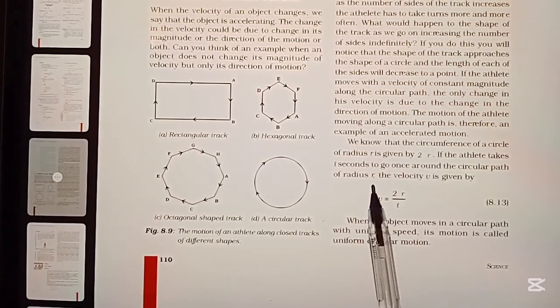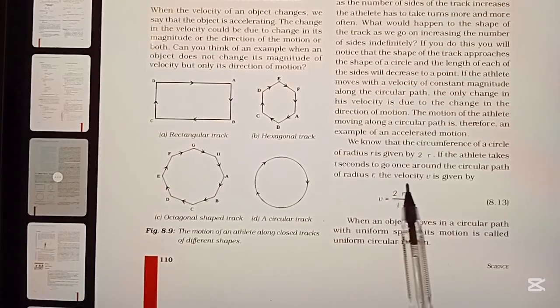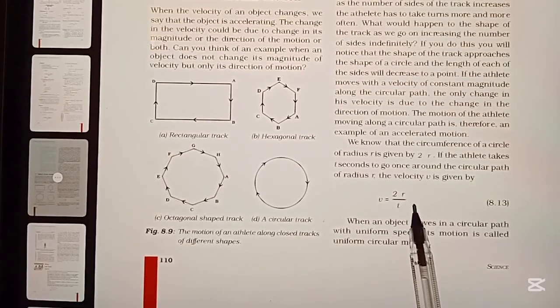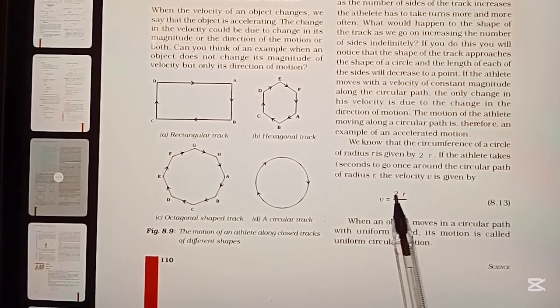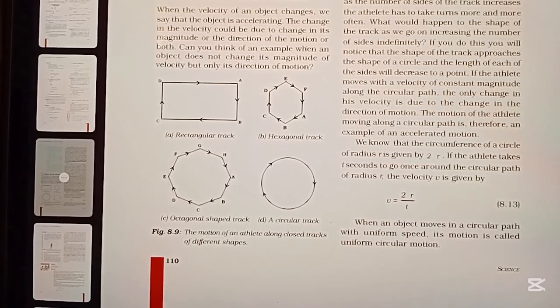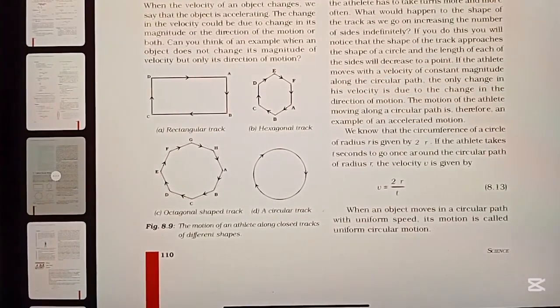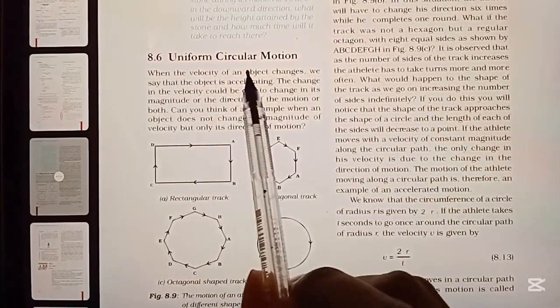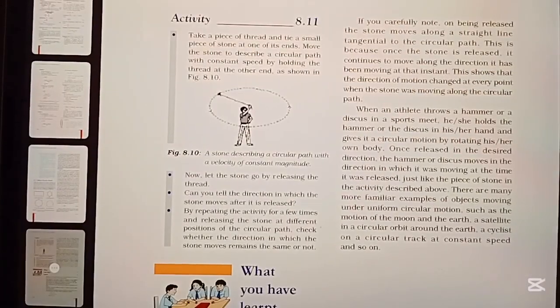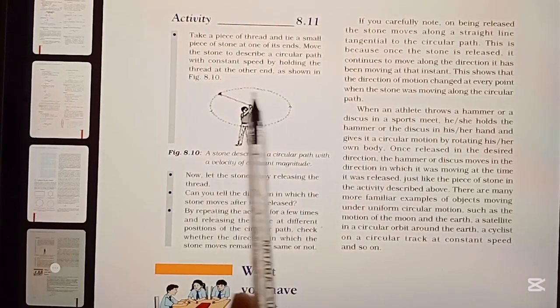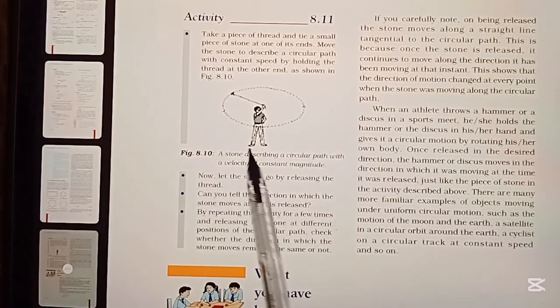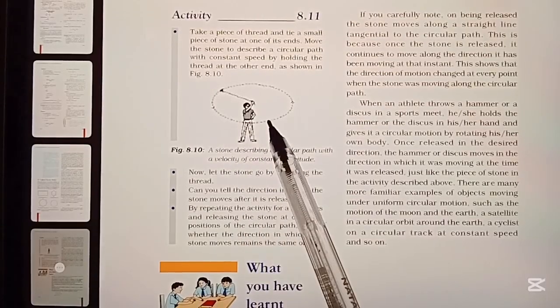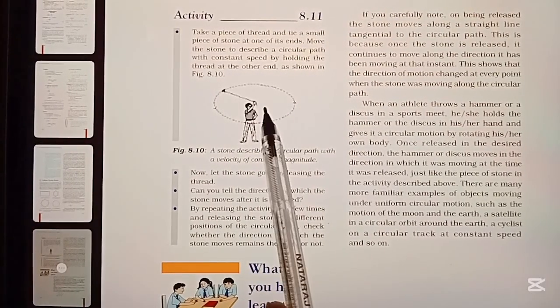If an athlete takes t seconds to go once around a circular path of radius r, the velocity is given by another equation. v is equal to the circumference divided by the time. The circumference is 2πr, divided by t. So this is the equation for velocity in uniform circular motion.